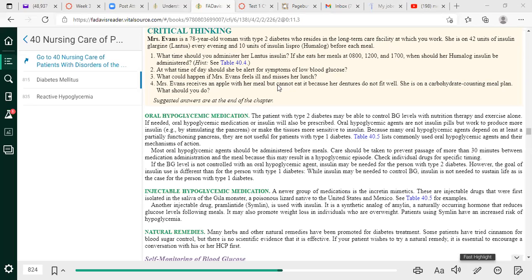Many herbs and others have been promoted for diabetes treatment. Some patients have tried cinnamon for blood sugar control, but there's no scientific evidence that it is effective. If your patient wishes to try a natural remedy, encourage a conversation with his or her healthcare provider first.